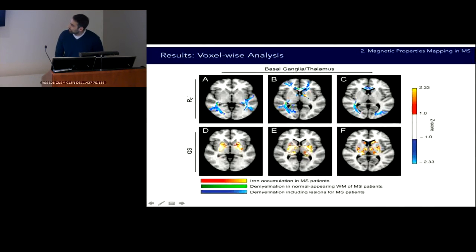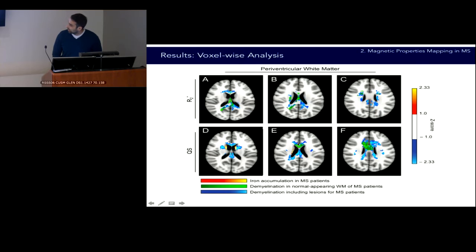If we do that using our multi-echo gradient echo sequence with the phase data, we can observe regions in the optic radiations and in the genu of the corpus callosum where we see indications of demyelination from the QSM maps, and from the R2* maps, indications of iron accumulation in the globus pallidus and the putamen, as well as in the pulvinar nucleus of the thalamus, which is an area known to atrophy early in MS patients. In a subset of RMS patients, this atrophies early.